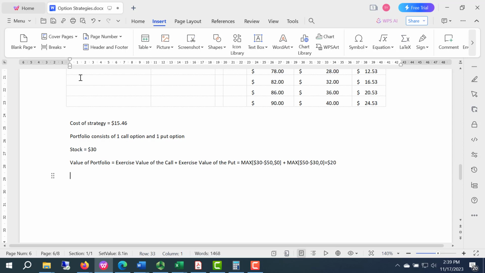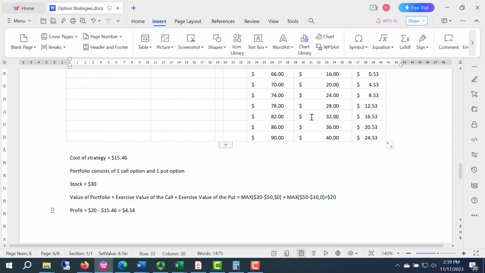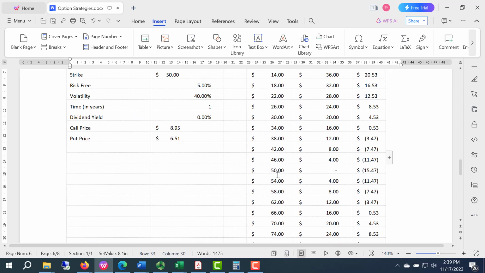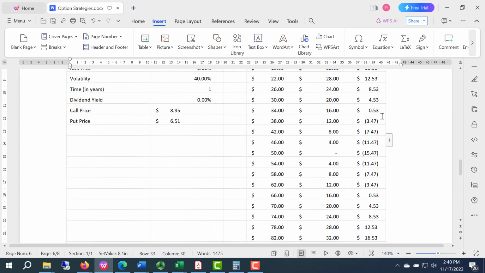The profit for my portfolio is going to be equal to the $20 value minus the initial investment of $15.46, or $4.54. Like I said, what's up here in the table is rounded by 1 penny. We can see here where my stock price is equal to $30, my profit is $4.53.